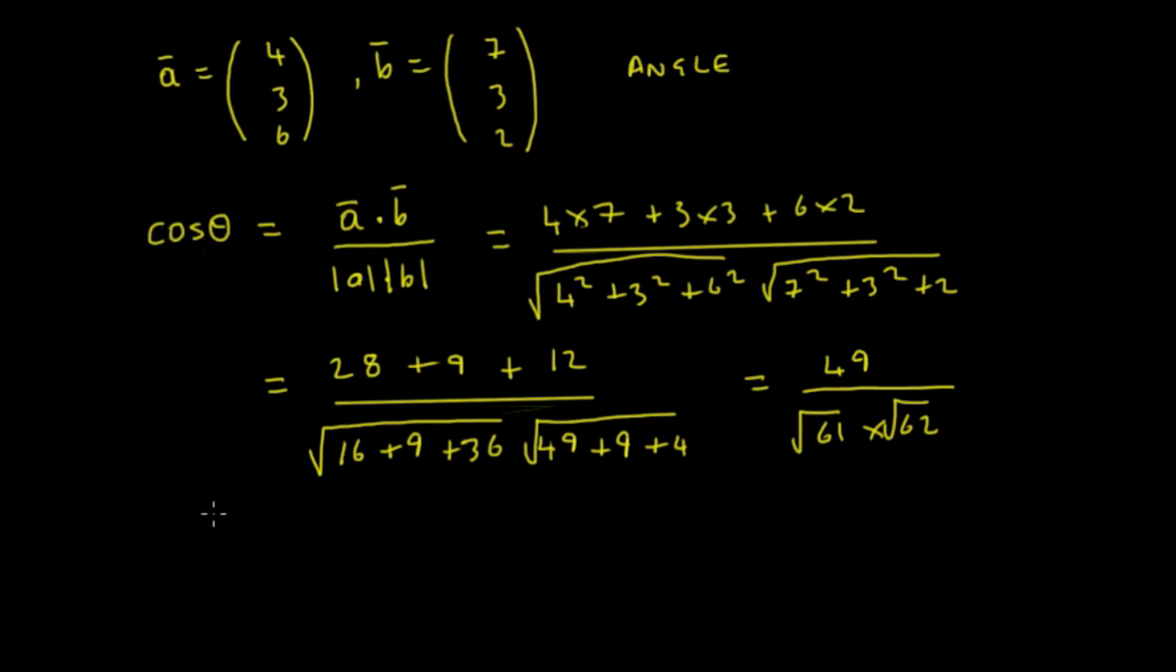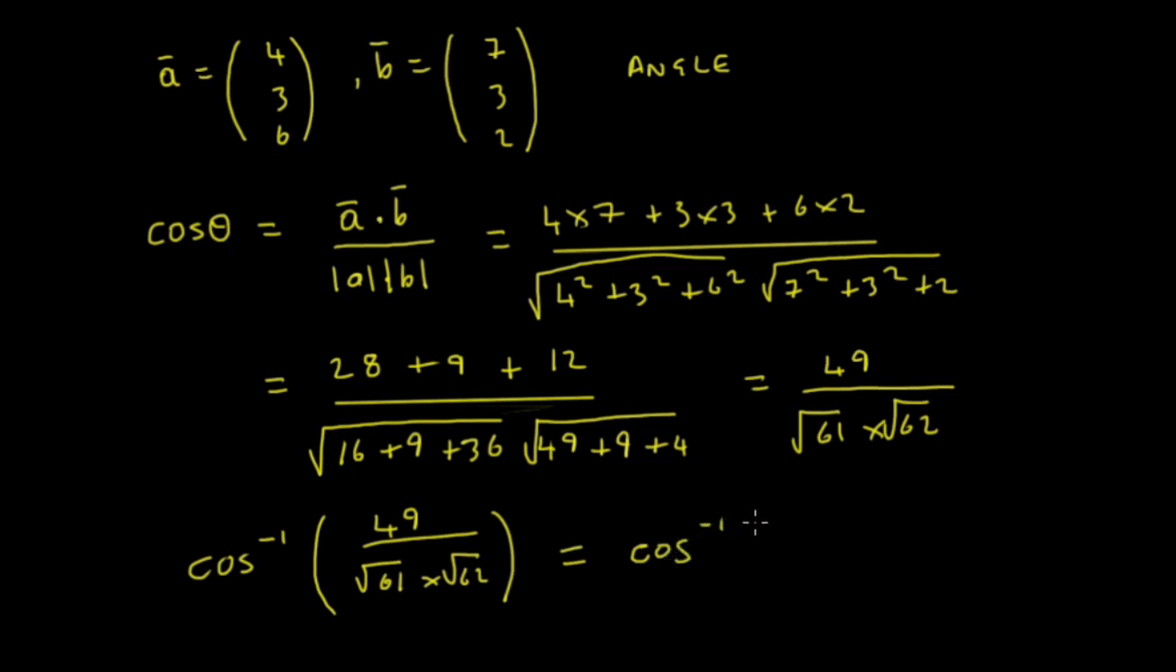But we're not looking for the cos of the angle, we're actually looking for the angle. So to get the angle, we're going to have to use the inverse cos. So it's going to be inverse cos of 49 divided by the root of 61 times the root of 62. If you put that into your calculator, you're going to get a value: 49 upon the root of 61 times the root of 62 is 61.5.